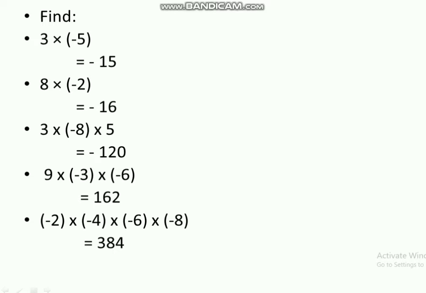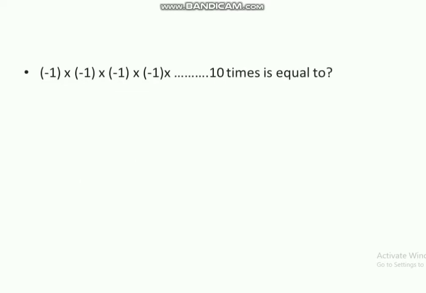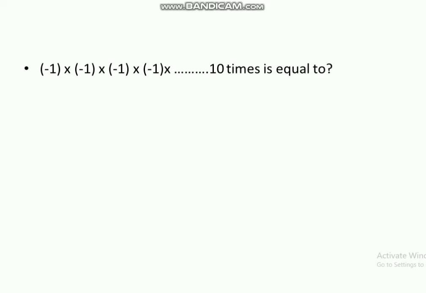Look into this type of question. Here we need to find the product of negative 1 which is multiplied up to 10 times. That is, negative 1 into negative 1 into negative 1 into negative 1, etc., up to 10 times, which is equal to? Just pretend that the negative signs are not there and think about the answer. What should we get whenever 1 is multiplied 10 times? That's just 1.